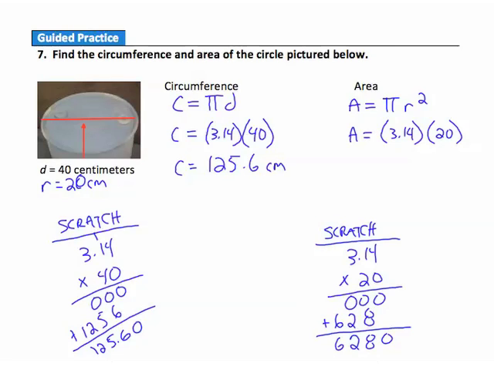There were 2 digits behind the decimal in my problem, so I need 2 in the answer. So when I come up here for my answer, I'll get 62.80. And now since that was area, I want to make sure that I'm writing these units in square units, so I could write centimeters squared, or I could have just written square centimeters.